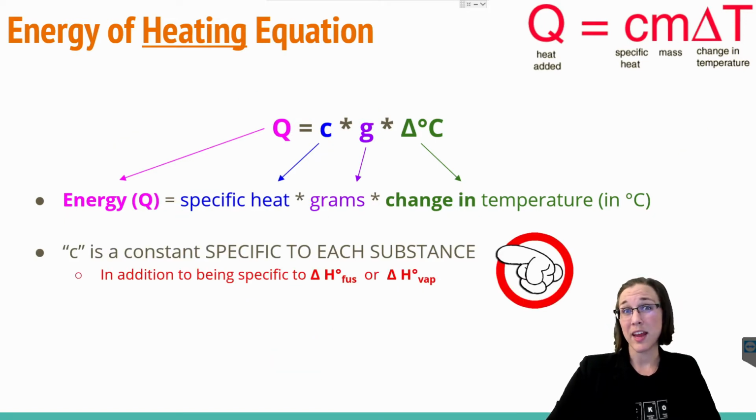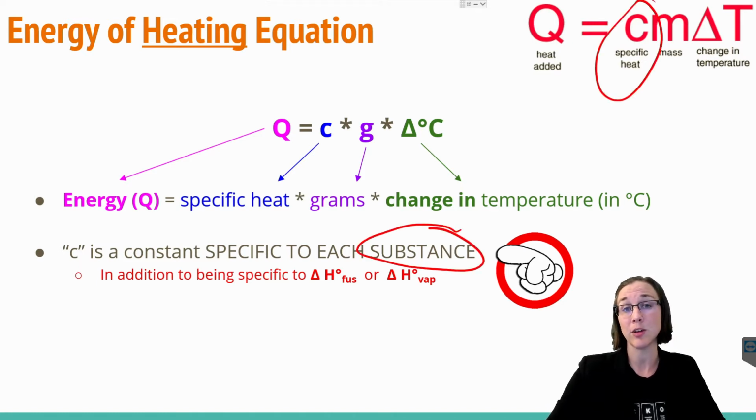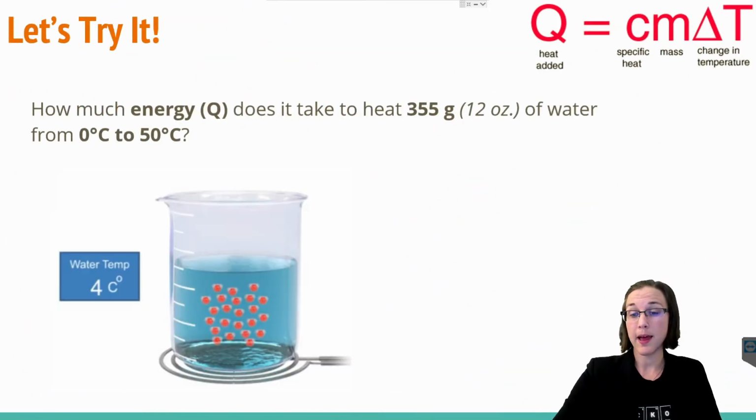Also remember that if the question is asking about water, we can use that 4.184 value. However, if it's asking about a different substance, you need to look up the specific heat value, or the C, for that substance, in addition to looking up that substance's individual deltaH fusion and deltaH vaporization values. Let's go ahead and try just applying this energy of heating equation to the following question.